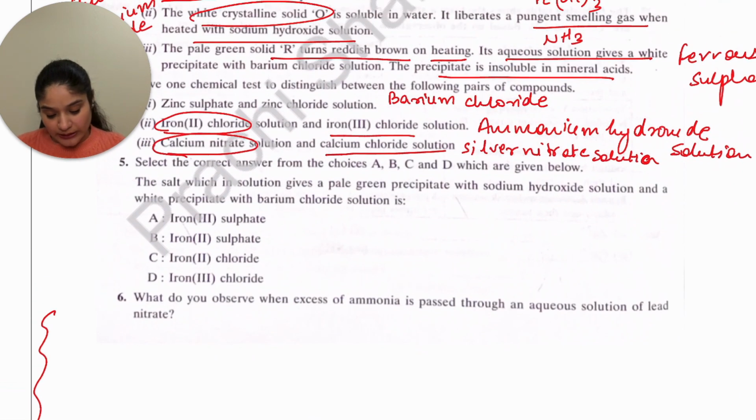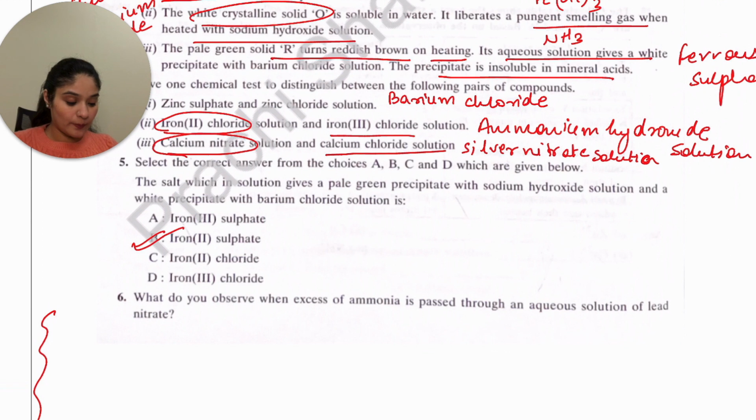Then moving on to the next one, question number 5. Select the correct answer from the choices A, B, C and D which are given below. The salt which in solution gives a pale green PPT with sodium hydroxide solution and a white PPT with barium chloride solution. The answer is very simple, that is iron 2 sulfate. Iron 2 sulfate. Moving on to question 6.